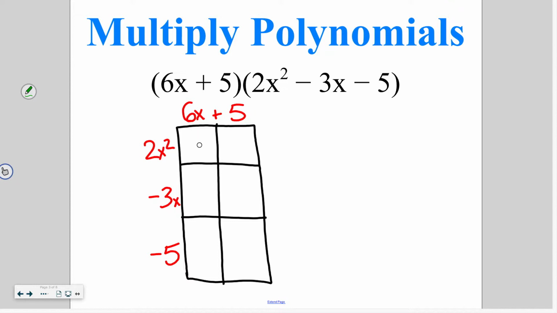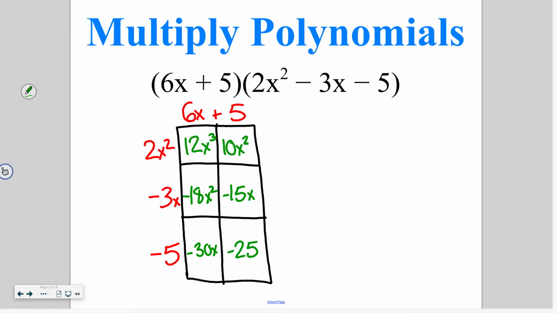So this first box right here is 6x times 2x squared, which is going to give me 12x cubed. My next one is going to be 5 times 2x squared, which is going to give me 10x squared. Then I've got 6x times negative 3x, which is negative 18x squared. Then I've got 5 times negative 3x, which is negative 15x. Then I've got 6 times negative 5, which is negative 30x. And 5 times negative 5, which is negative 25.